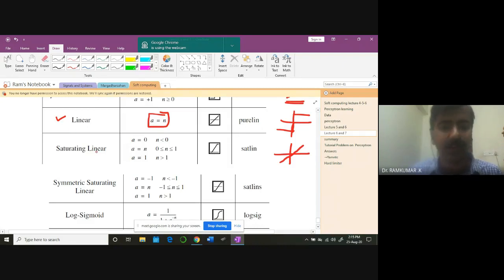It's not non-linear. Then you have saturating linear also. Saturating linear means after some point the value always becomes 1. Till some point it will be increasing. For example, till 0 it is 0, then it is increasing linearly. After some point it becomes a saturated value. It is called saturated linear function or symmetric saturating linear. This is another function, symmetric saturating. Log sigmoidal function.